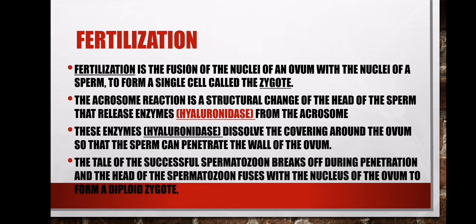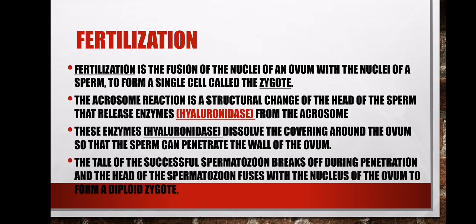Then the tail of the successful spermatozoa, because you know that there are millions of spermatozoa that will be released there, breaks off during the penetration, and the head of the spermatozoa fuses with the nucleus of the ovum to form what? To form a diploid zygote.